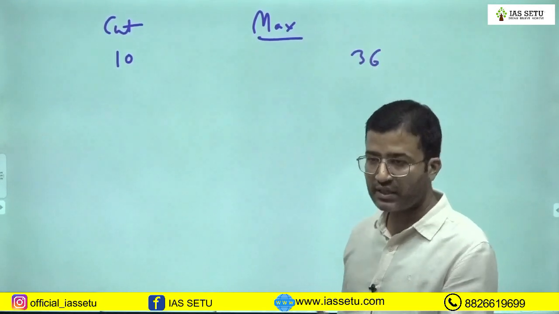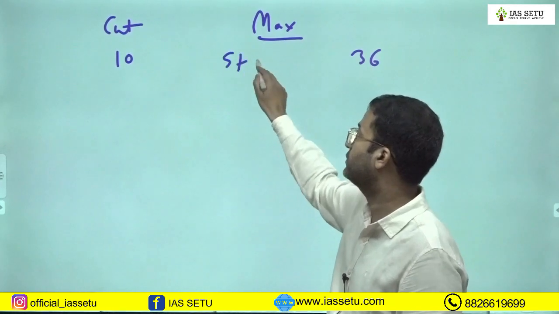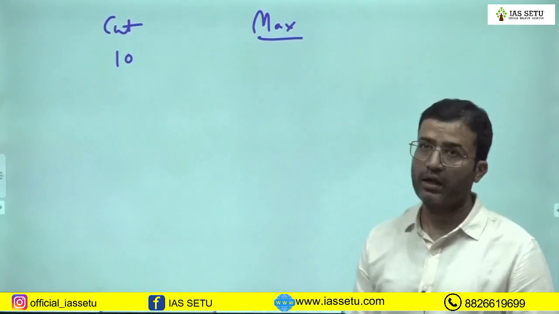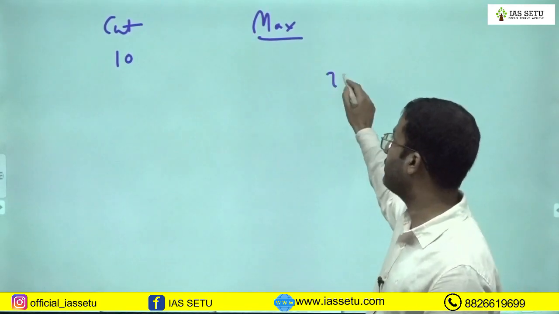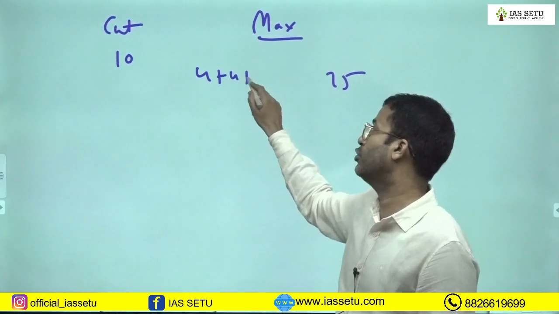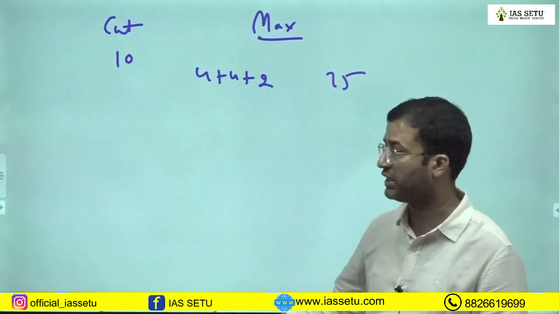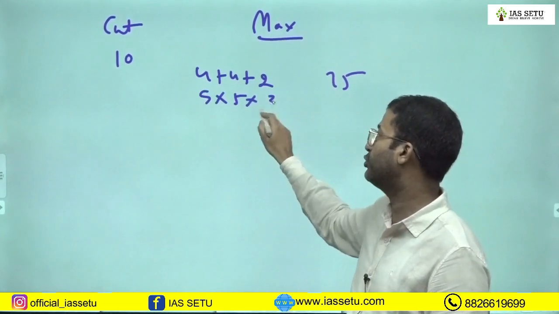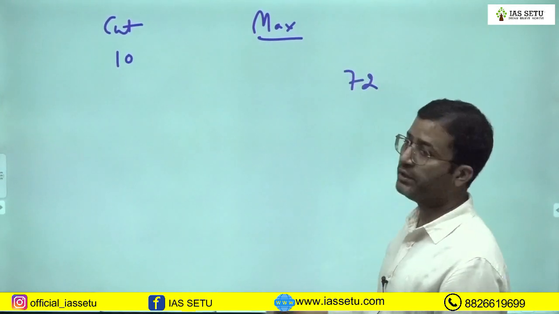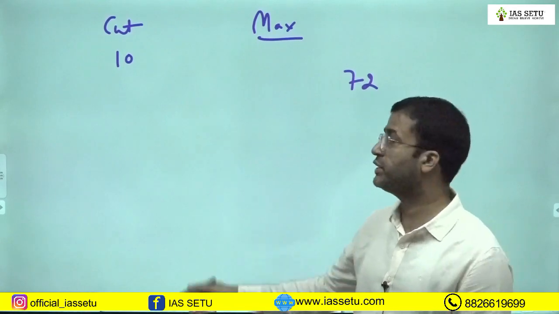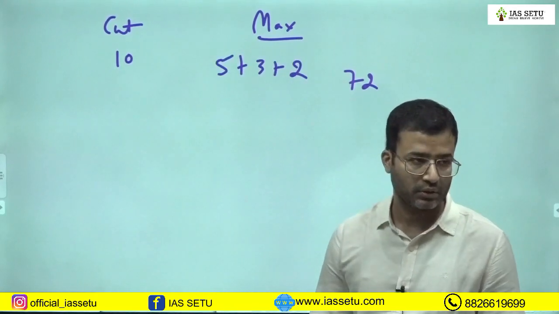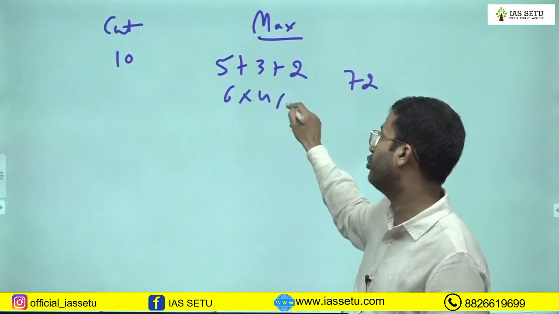Okay, whoever is getting 36, I tell you what you have done: 5 plus 5, so 6 into 6, 36. If any one of you is getting answer 75, I tell you how you distributed: 4 plus 4 plus 2. You can check, so 5 into 5 into 3, 75. If any one of you is getting 72 as the answer, I tell you what distribution you have done: 5 plus 3 plus 2, so it is 6 into 4 into 3.